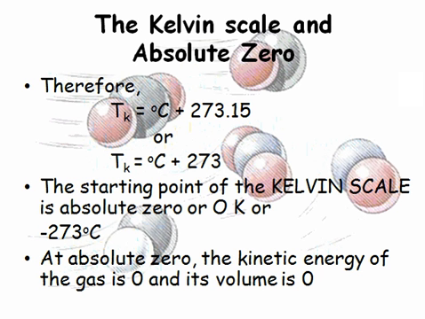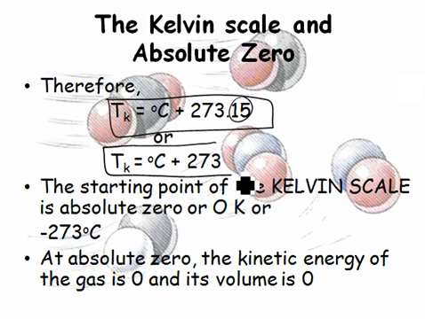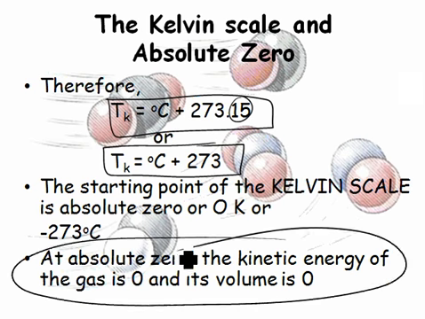So the end result of that, of course, is that if you're looking for the temperature in Kelvin, you take your degrees Celsius and you add 273. You can do the 0.15 or not; it doesn't really matter. But Kelvin is degrees Celsius plus 273. So the starting point of the Kelvin scale is absolute zero, or 0 Kelvin, or negative 273 degrees. That's when gas particles do not move, so the kinetic energy of the gas is 0 and the volume is 0.